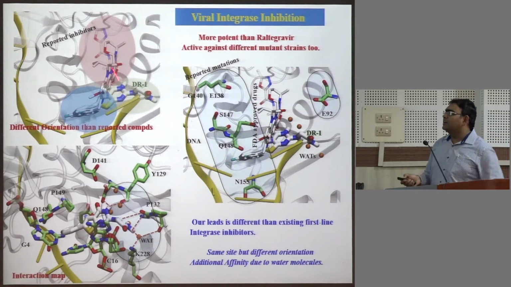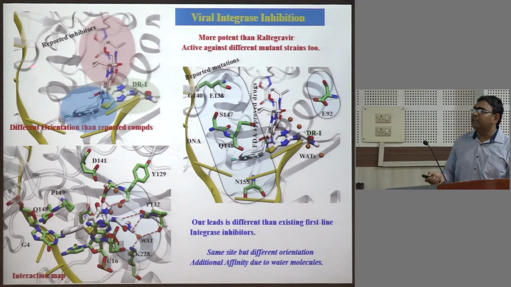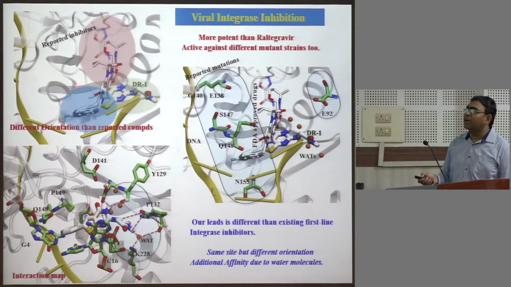So why is our integrase molecule behaving differently? It means how it binds and how that is different from other reported integrase inhibitors. They are binding differently. If you see, these are raltegravir, which is a very well documented series of inhibitors against integrase. But our molecule, you can see DR1, binds in a different direction.